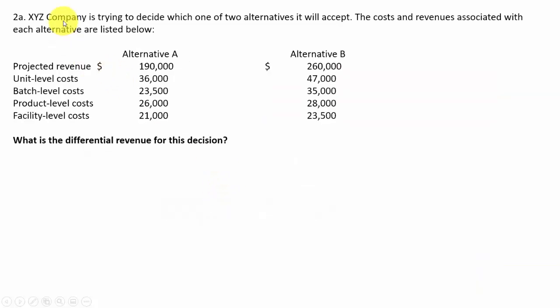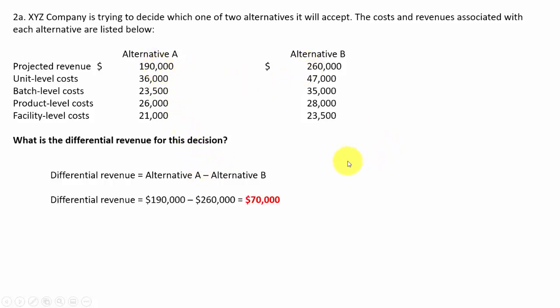All right, in this problem, XYZ company is trying to decide which of the two alternatives it will accept. The costs and the revenues associated with each alternative are listed below, and all the question wants to know is what is the differential revenue for this decision. The differential revenue for this decision is the differential revenue between A and B, and that happens to be 190,000 compared to 260,000. So it looks like the differential revenue is $70,000.